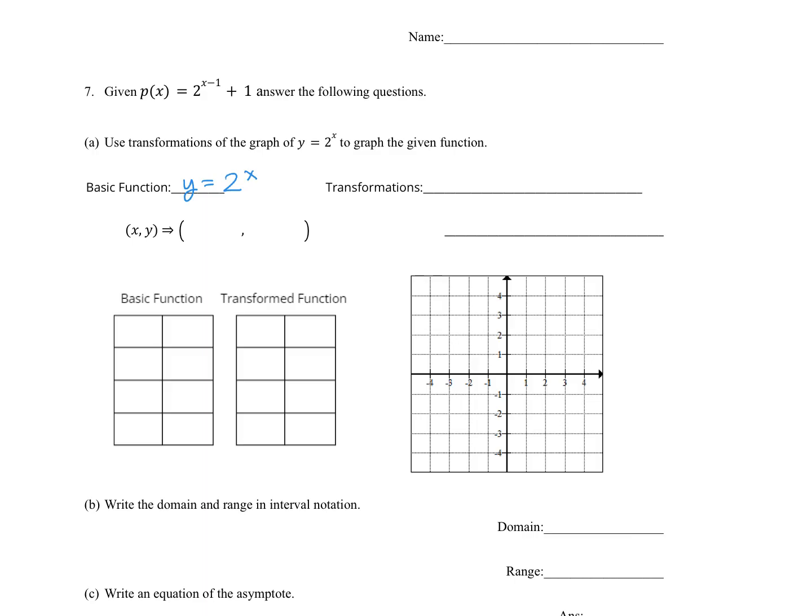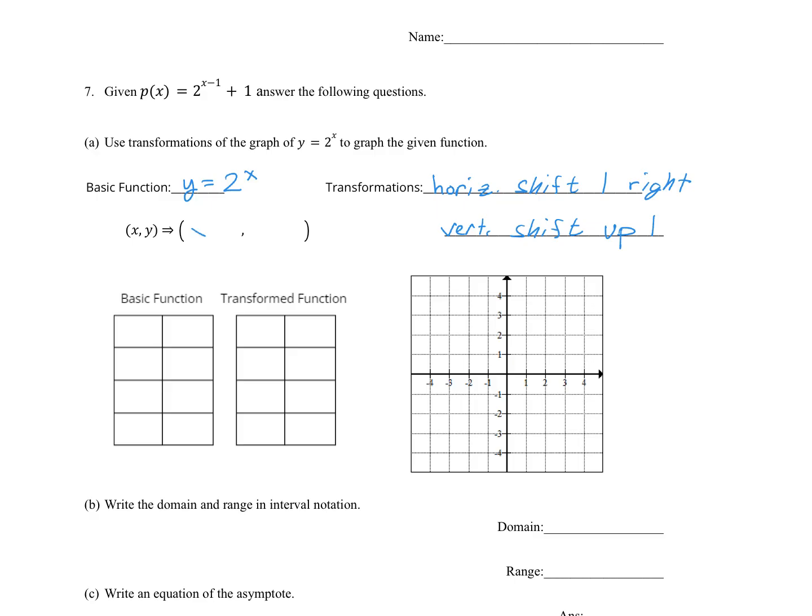Remember again, that is a horizontal shift 1 place to the right. So horizontal shift 1 to the right. And then when we add 1 to the whole function value, that's going to vertically shift us up 1 place because we're increasing all the y's by 1. So this is a vertical shift up 1 unit.